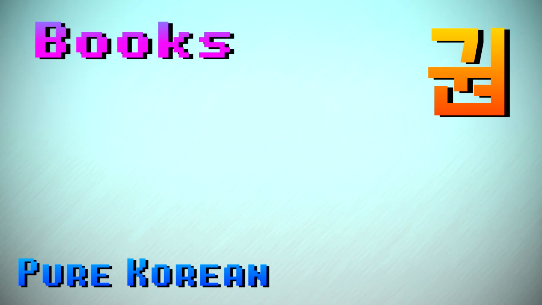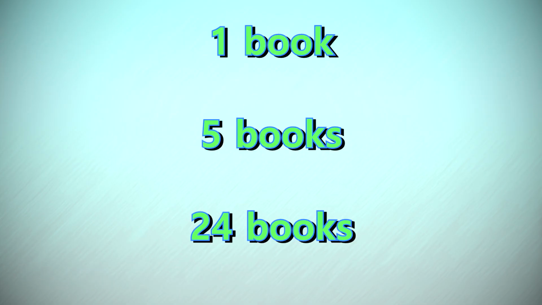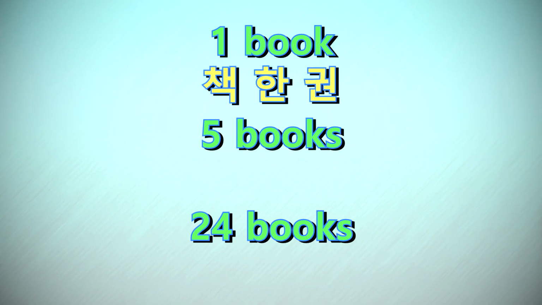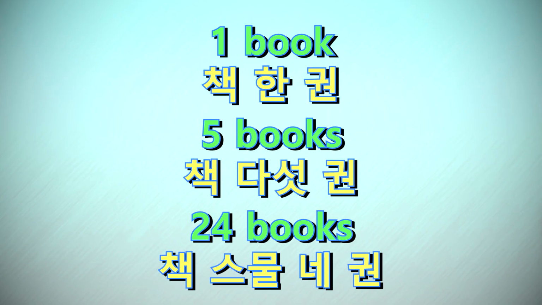Books are counted with the counter 권. Practice translating these examples on your own. You can pause the video here. Here are the answers. 책 1권, 책 5권, 책 24권.